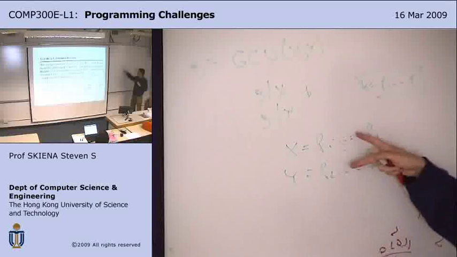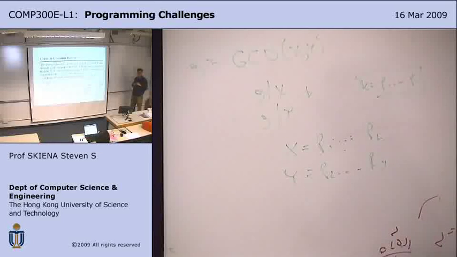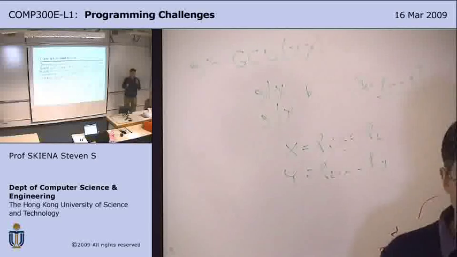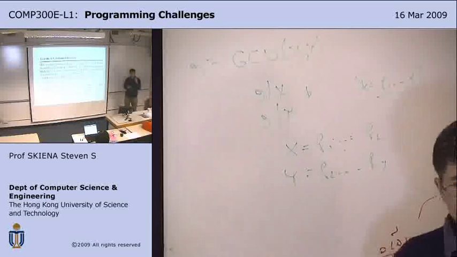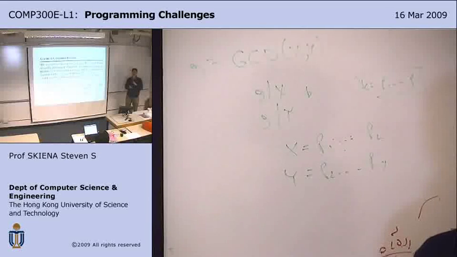The trouble is that it's hard to find the prime factorization. That's actually a problem people still don't know how to solve. In polynomial time, it probably can't be solved. It's probably a hard problem in some sense. What's the way that you find the greatest common divisor?